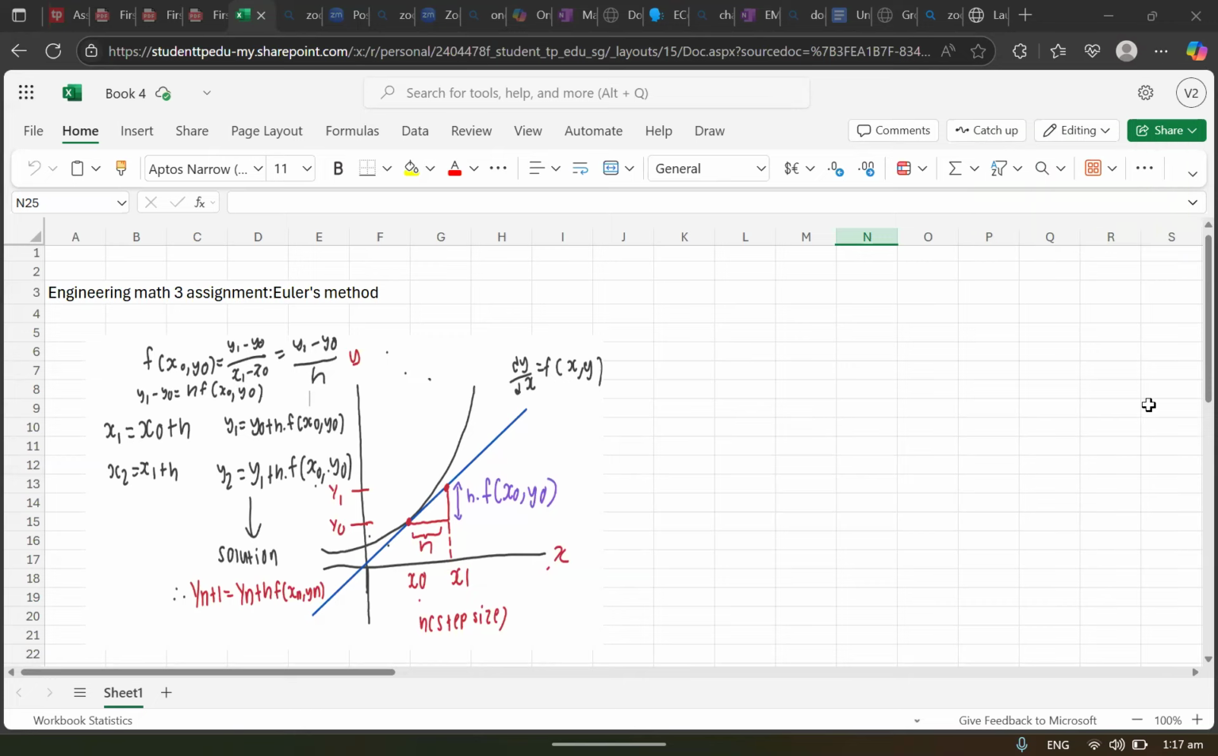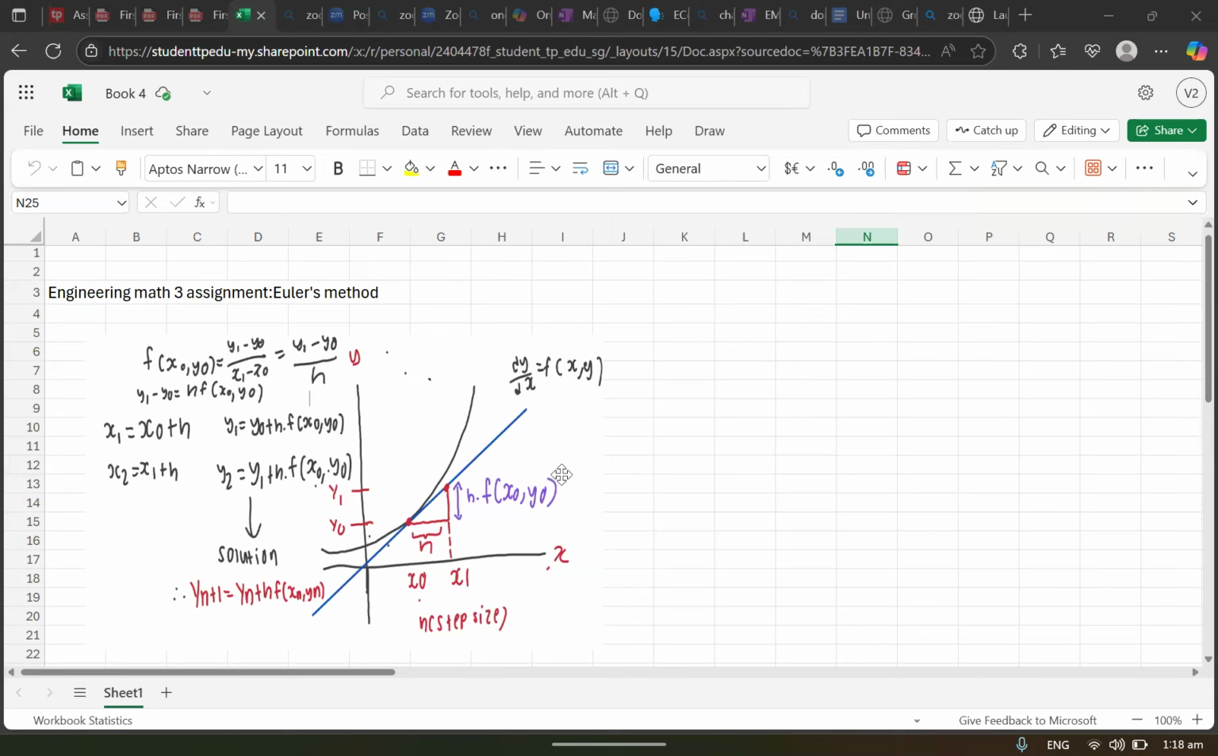Euler's method is a numerical technique used to solve first-order ODEs when an exact solution is difficult to find. It works by estimating the curve one step at a time using the slope, aka the gradient of the function. As you can see here, my black curve is the solution, and my blue line is the slope.